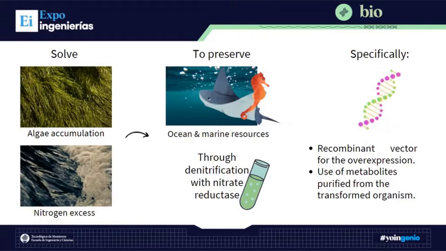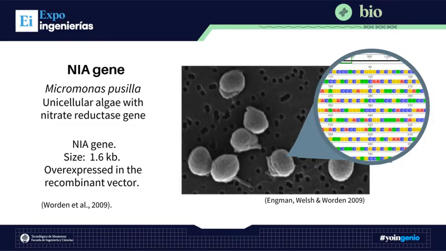To avoid the introduction of an exogenous species into the ecosystem, useful metabolites containing the nitrate reductase will be purified from the transformed organism. Several organisms, such as algae, are helpful with the process of denitrification due to the production of nitrate reductase. This is the case of Micromonas pusilla, a green unicellular marine algae. The NIA gene found in this algae is responsible for codifying the enzyme. The gene size is approximately 1.6 kilobases. The sequence was obtained from NCBI. This is the gene that will be overexpressed in the recombinant vector.